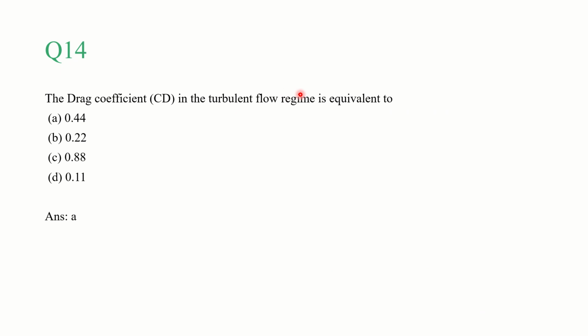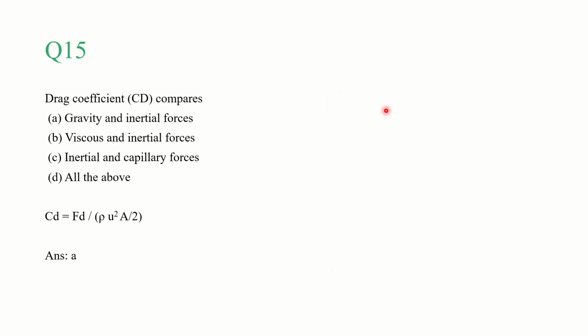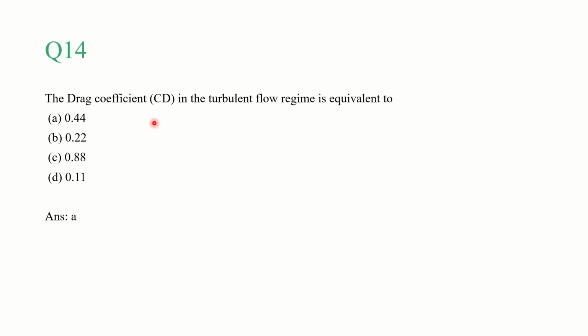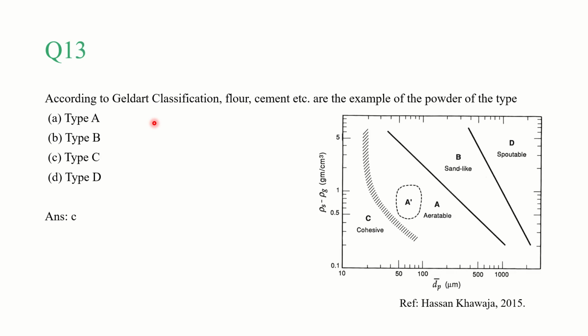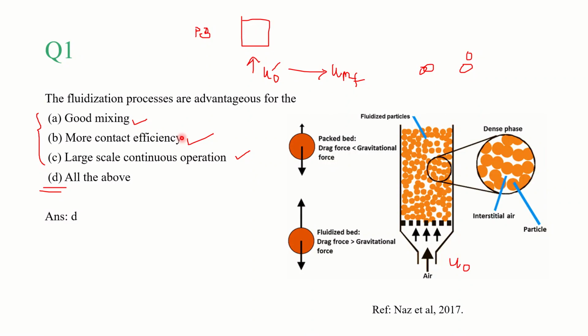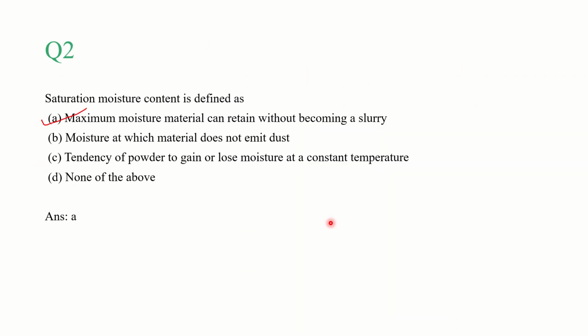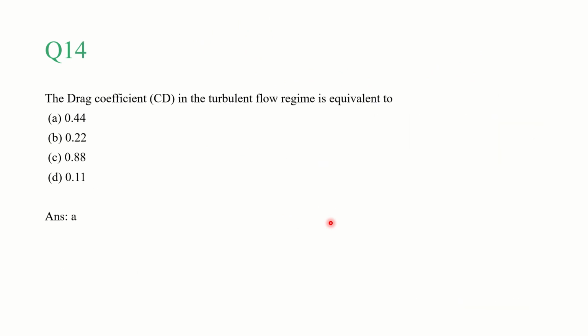So, drag coefficient in the turbulent flow regime is equivalent to... When we are fluidizing the particles, the fluid drags the particle, right? So the drag force experienced by the particles would be there. For example, in question one, if the drag force exceeds the gravitational pull of the particle, the bed starts to behave like a fluidized bed. So in order to quantify the drag force, the drag coefficient is used, which depends on the laminar flow regime and the turbulent flow regime. So in the turbulent flow regime, the answer is option A, that is 0.44.